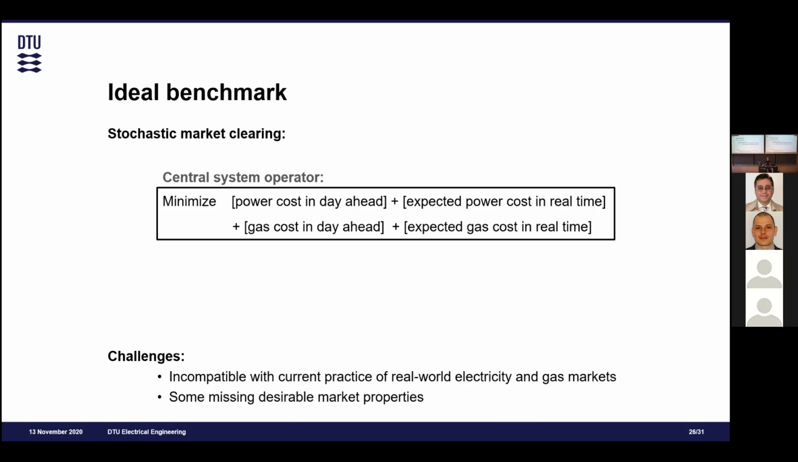In order to evaluate the impact of virtual bidders, we compare the proposed mechanism to a full coordination model, which is an ideal benchmark, and we model this as a stochastic market clearing model, where a central system operator minimizes the total expected system cost. Note that this is not compatible with the current market framework, and also there are some desirable market properties missing. For example, the merit order is not preserved in day ahead.